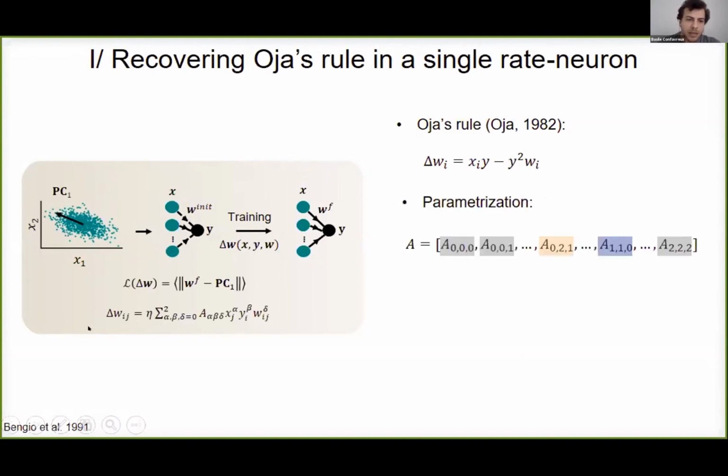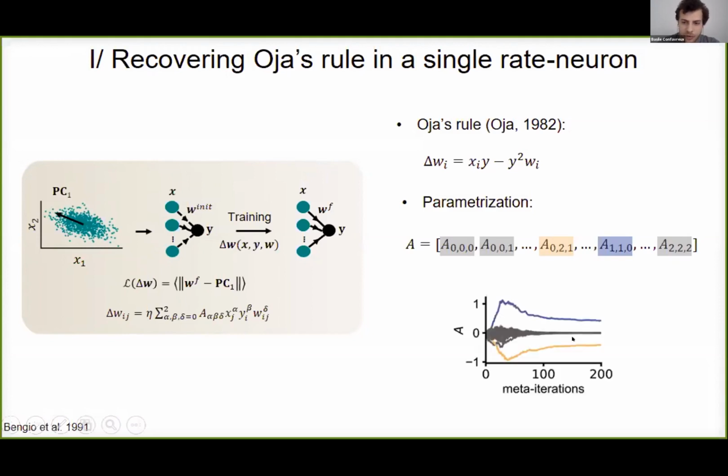And by random rule, I mean any kind of dependency on the pre-activity, post-activity, and current weights, which we approximate using a Taylor expansion. So optimizing a plasticity rule means optimizing these A coefficients here in front of each term. So we optimize the loss with covariance matrix adaptation, which is an evolutionary strategy. And this is what we find.